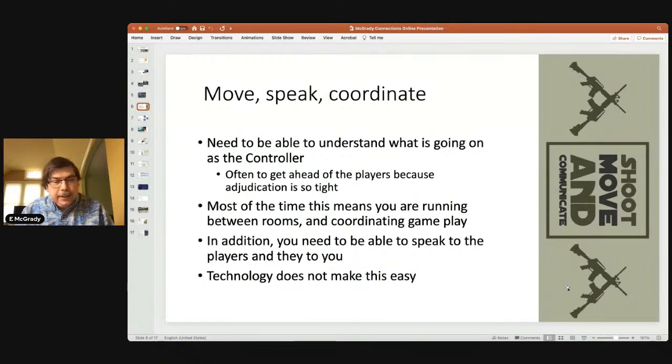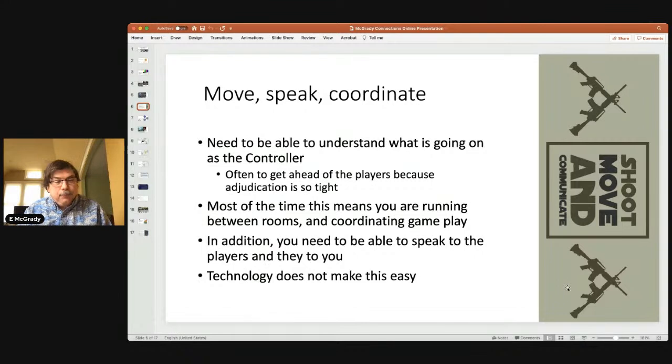Oftentimes, and I'll get to this later when I talk about adjudication, you want to do that because time is so tight for adjudication. You're actually trying to get ahead of the players on some of the adjudication problems. At minimum, you need to be able to go in and explain things to players. This can be a challenge.